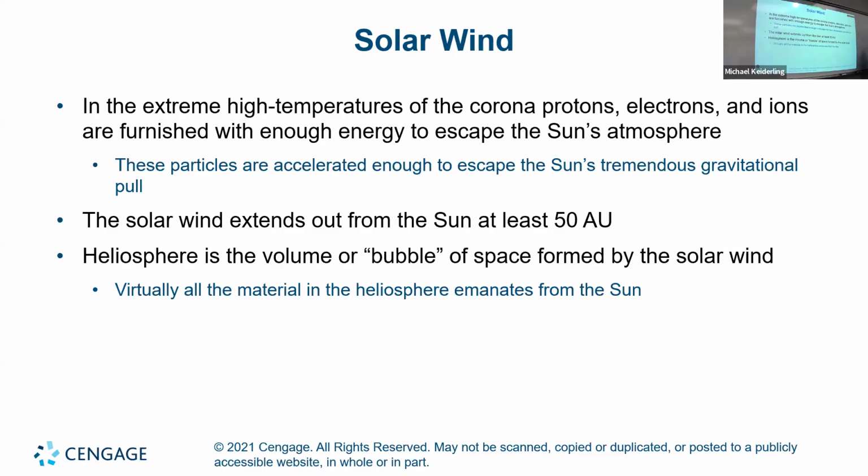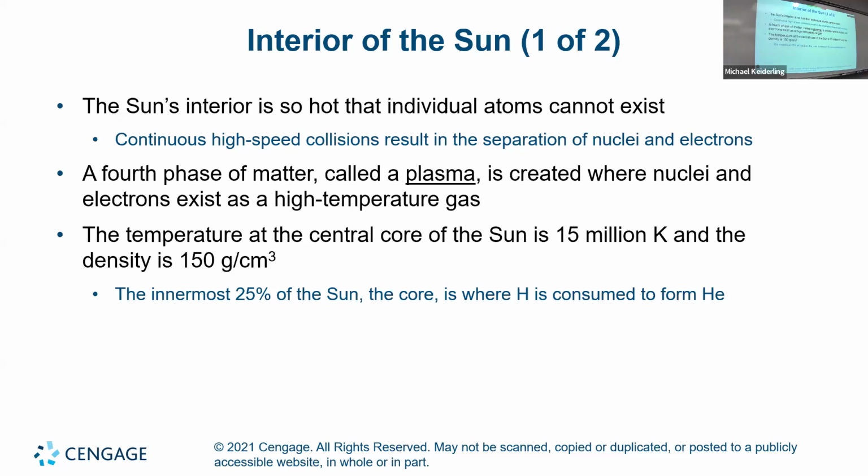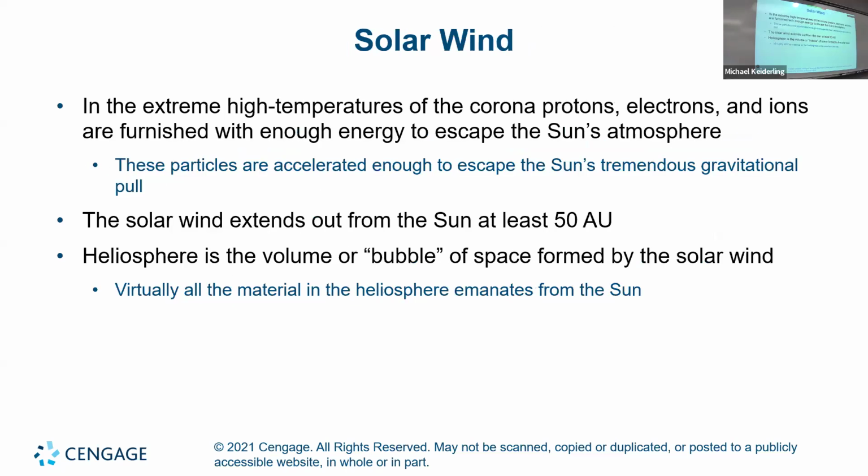Virtually all the material in the heliosphere emanates from the sun, because the Voyager probes passed outside the heliosphere and they were able to detect that transition. But I don't remember how far they were from the sun when that happened. Generally the edge of the heliosphere is used as the transition to interstellar space, the space in between stars. The heliosphere is the area dominated by our sun. Once you go beyond it, you're in interstellar space.